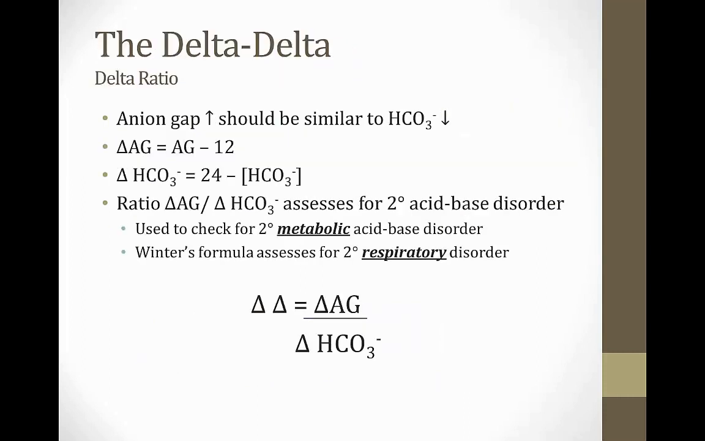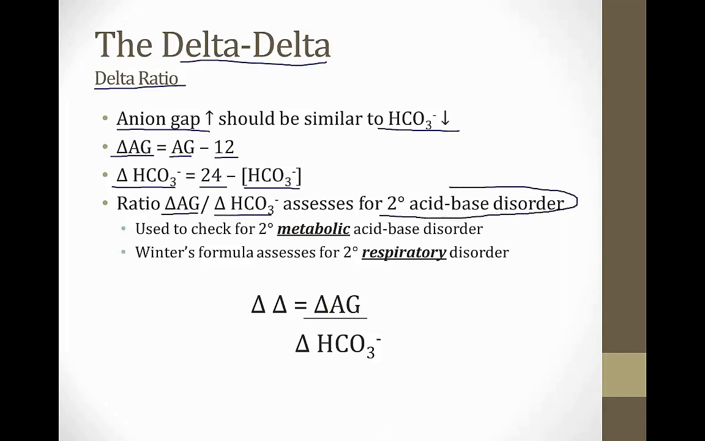One other measurement that's very important in metabolic acidosis problems is called the delta-delta. It's also called the delta ratio. And this applies only to anion gap metabolic acidoses. If you have an increased anion gap acidosis, the increase in the anion gap should be similar to the fall in the bicarbonate level. So you can calculate the change in anion gap by taking the patient's anion gap and subtracting 12, which is a normal anion gap. You can calculate the change in bicarbonate by taking 24, which is a normal bicarbonate, and subtracting the patient's bicarbonate. The ratio of the change in anion gap to the change in bicarbonate helps you assess for a secondary acid-base disorder.